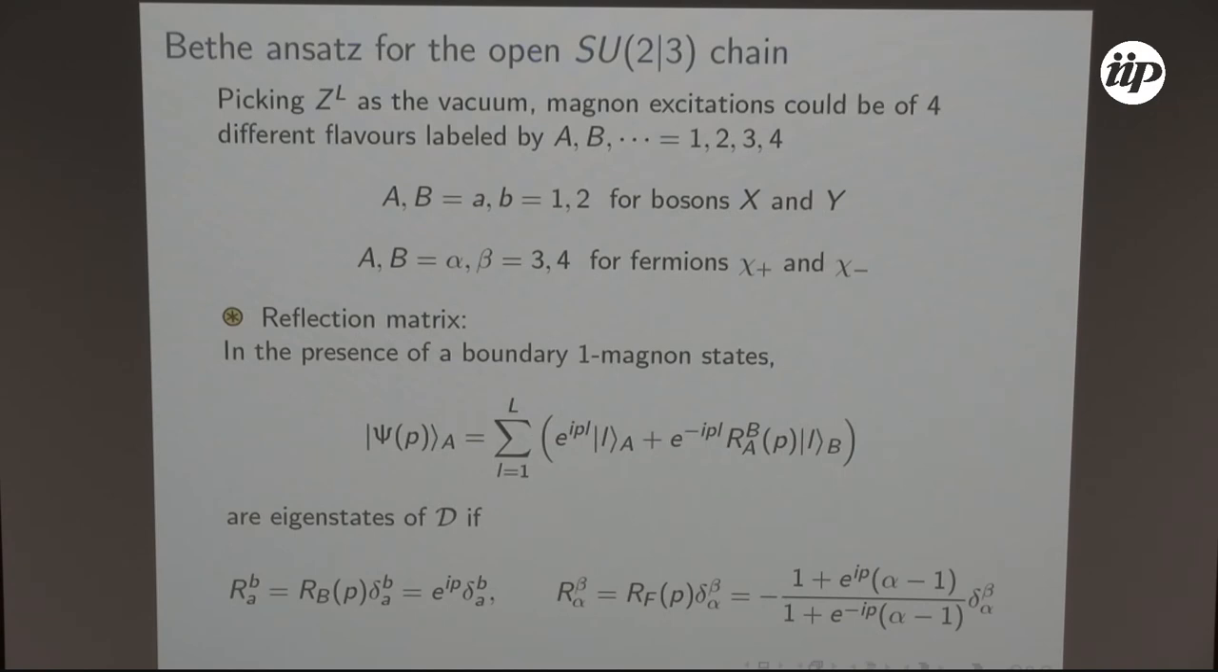And again, in the presence of a boundary, what we need to do is determine the reflection matrix of this particular case. We make the ansatz of a superposition of a right-moving and a reflected left-moving magnon. When we plug this into the Hamiltonian for this to be an eigenstate, we need to fix the bosonic reflection factor to be just the exponential of i times the momentum, and the fermionic one is more complicated.